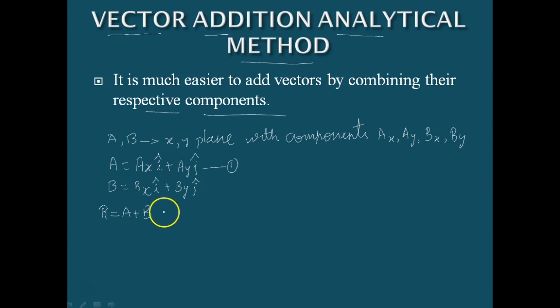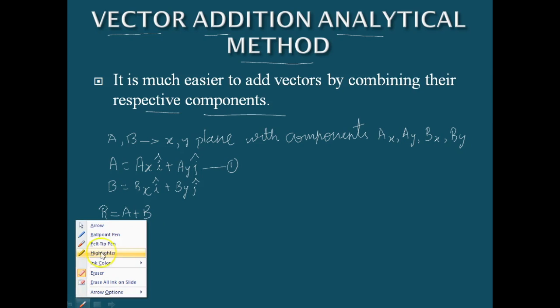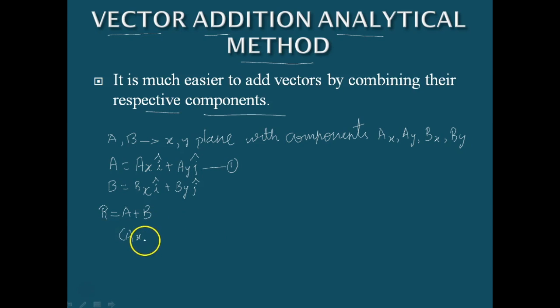Let R be their sum. So we know the value of A, that is A is represented as Ax into i cap plus Ay into j cap, plus the vector B can be represented as Bx into i cap plus By into j cap, isn't it? Since vectors obey the commutative and associative laws, we can arrange and regroup the vectors of this equation 2. So we already know vectors obey commutative as well as associative property, isn't it?